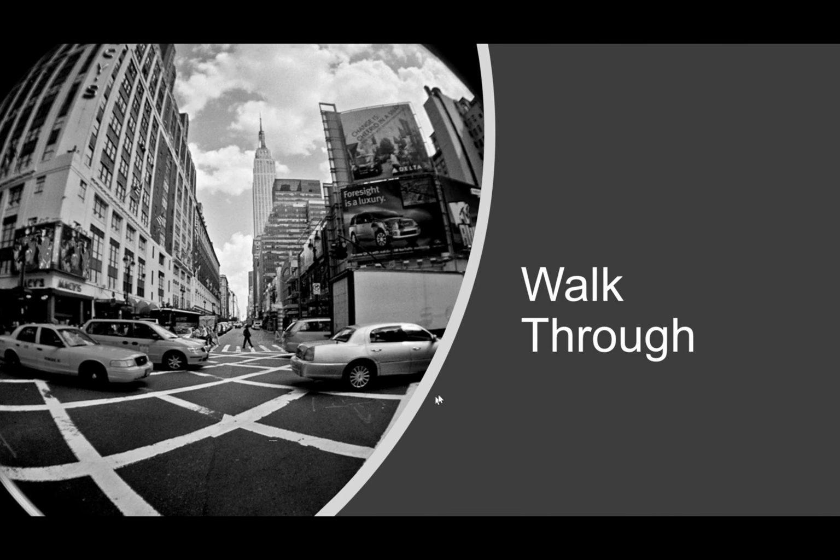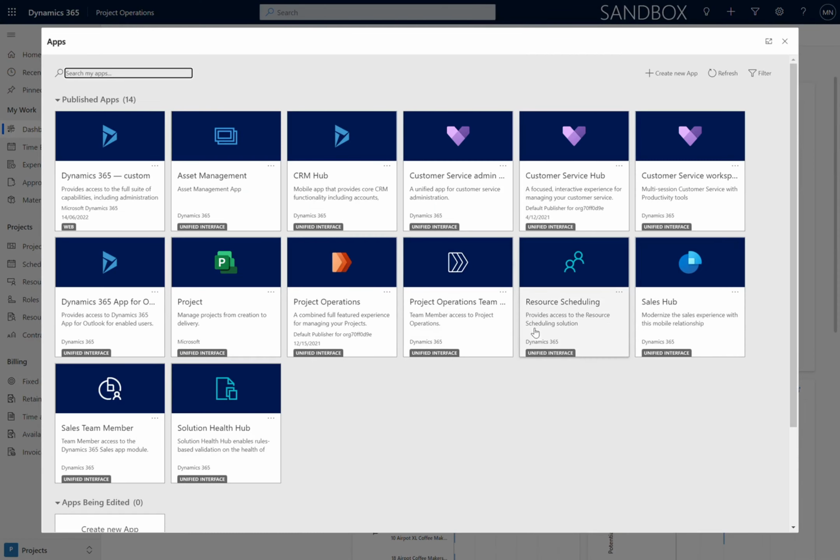Okay, let's walk through project operations. Bring up the actual application. So with project operations, we have a number of apps available for us. We have the main project operations app, and the project operations team member app. This is for the team member license, and allows you to enter timesheets and expenses. We also have the project app as well, which is a byproduct of the project for the web integration. We're going to go into project operations.